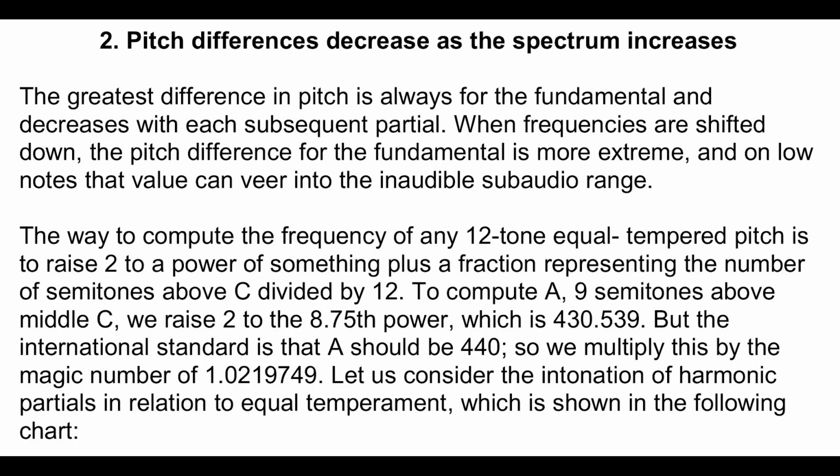The way to compute the frequency of any 12-tone equal-tempered pitch is to raise 2 to a power of something plus a fraction representing the number of semitones above C divided by 12. To compute A, 9 semitones above middle C, we raise 2 to the 8.75th power, which is 430.539. But the international standard is that A should be 440. So we multiply this by the magic number of 1.0219749. Let us consider the intonation of harmonic partials in relation to equal temperament, which is shown in the following chart.